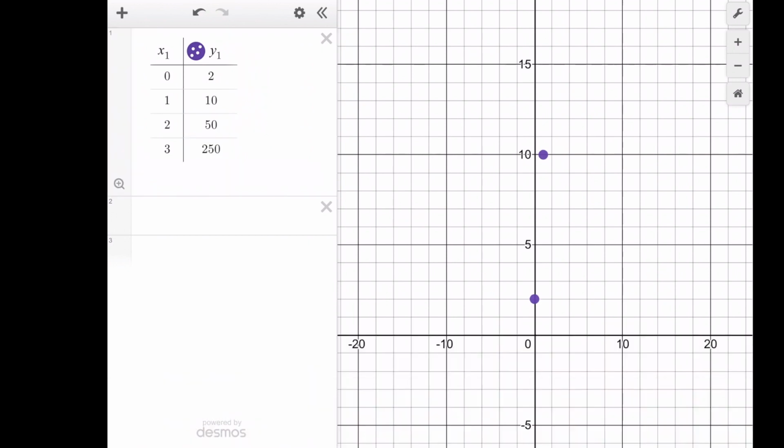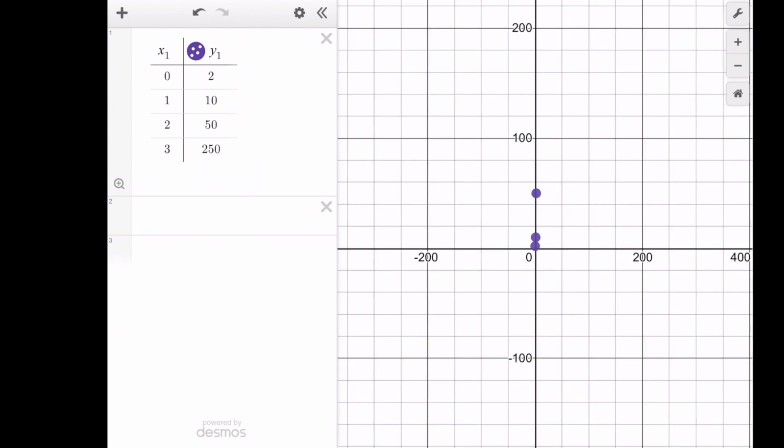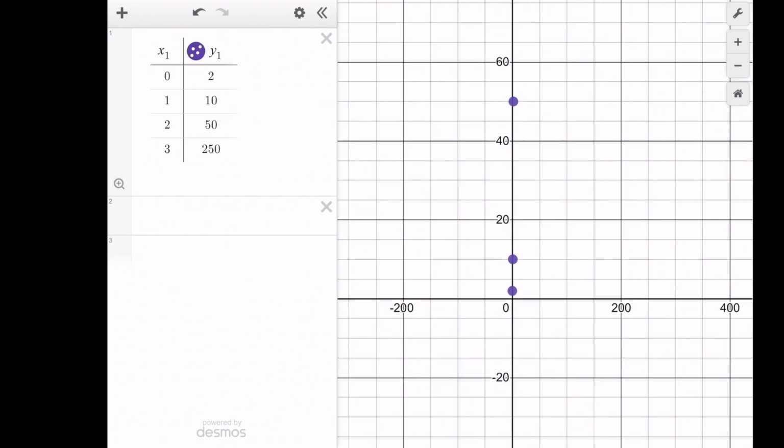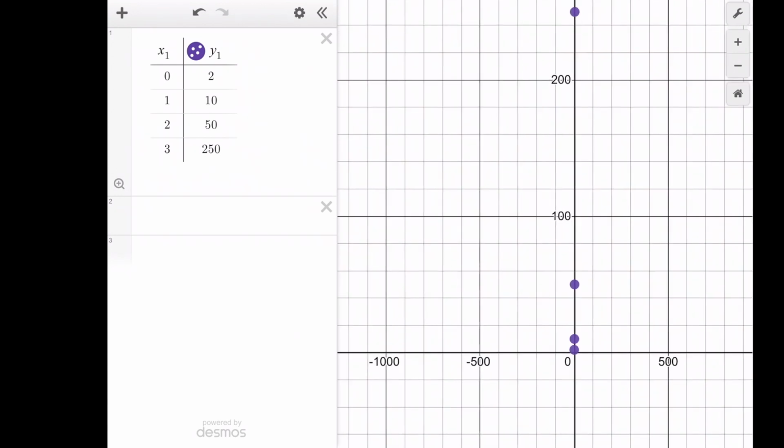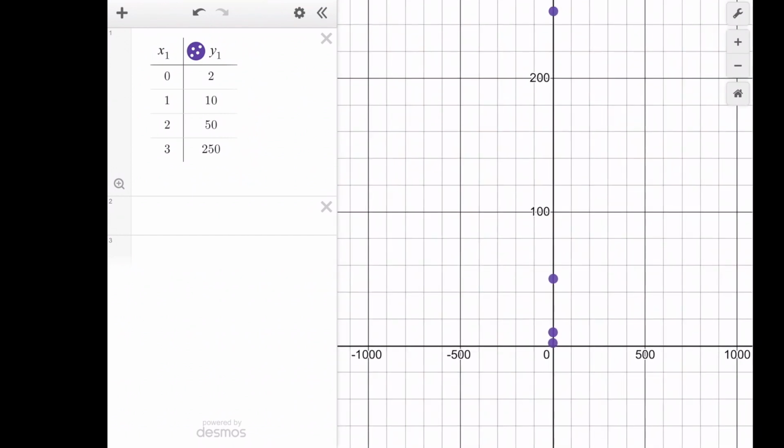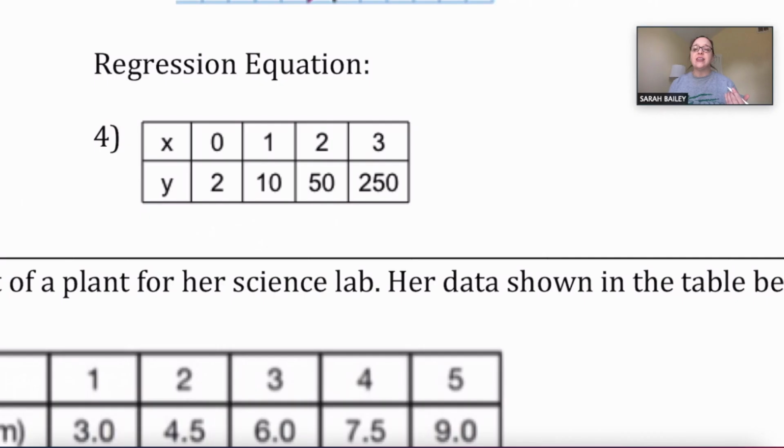Now, if I look at the data on the scatter plot, whoa, it's really going to be hard for me to look at all of my points because it goes up so far. That's kind of tricky, isn't it? So what do we know about the table, though? The x's are going 0, 1, 2, 3. The y's are 2, 10, 50, 250. They're actually being multiplied, aren't they? Aren't I multiplying by 5 each time? So this should be an exponential regression equation, should be the best here. So let's write exponential.